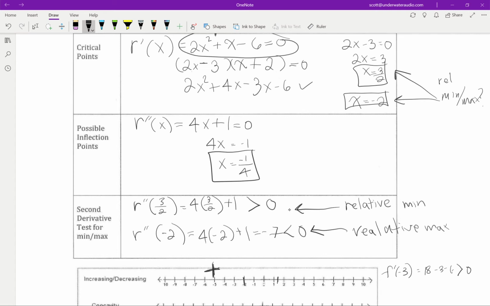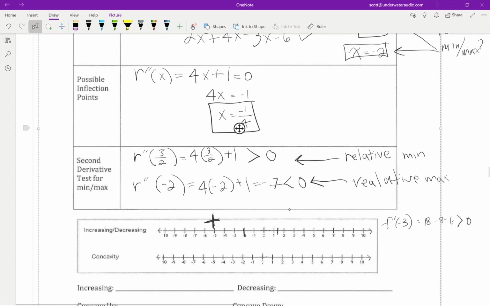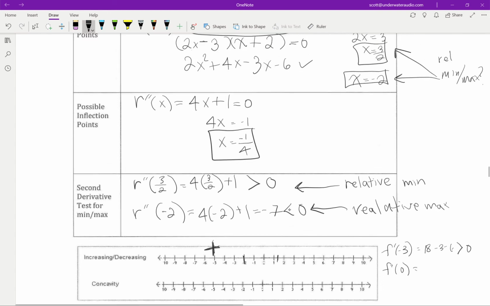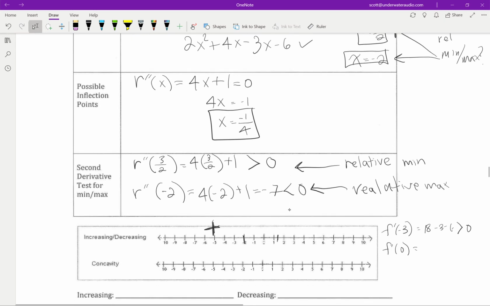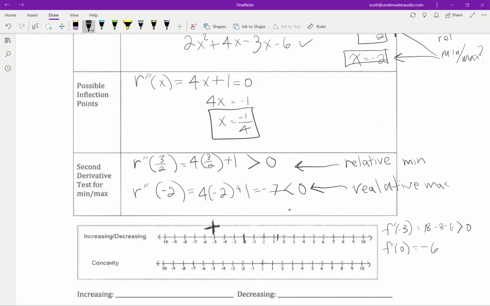So next I'll try plugging in a point in between -2 and 1 1/2, my bad. And a good point would be 0. It's an easy one to do the math on. So if I plug that in, I get a 0 and a 0 and then a -6. So it equals -6, which is negative, and tells me it's decreasing.